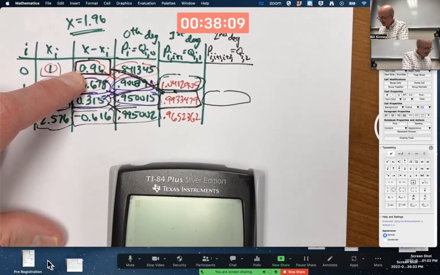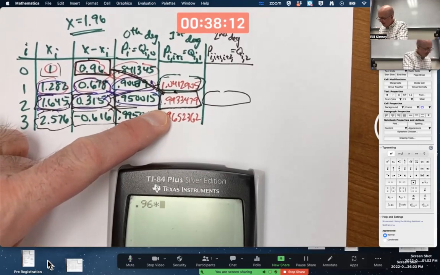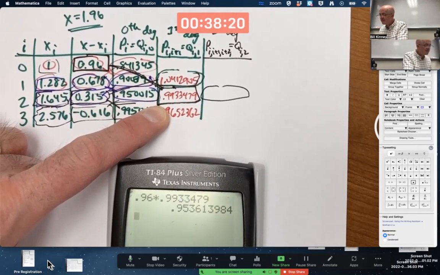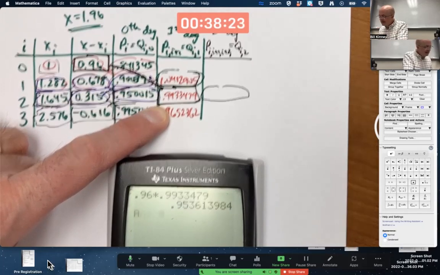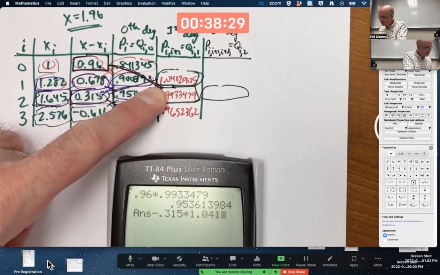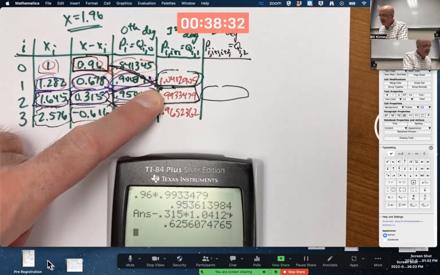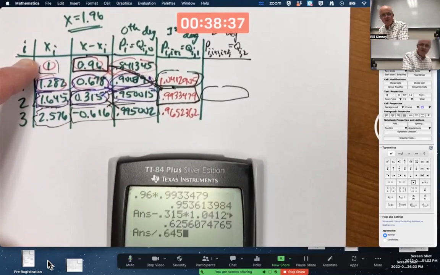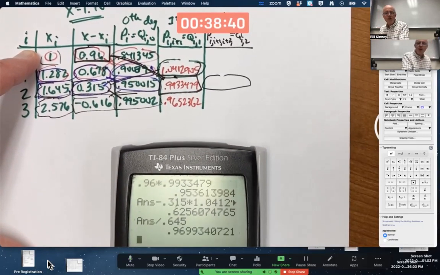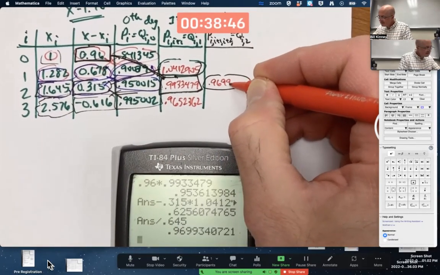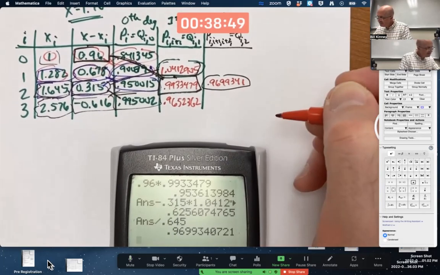So 0.96 times 0.9933479. Remember, we should expect a final answer pretty close to 0.975 by this point. Minus 0.315 times 1.0412905, all divided by 1.645 minus 1, meaning divide by 0.645. 0.9699341.